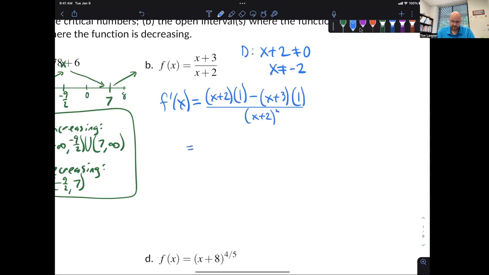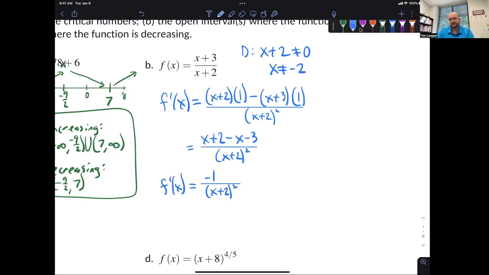Good. Now, if we simplify this, distribute the 1, distribute the 1, distribute the negative, that's going to give me x plus 2 minus x minus 3 all over (x + 2) squared. Awesome. Now, the two x's cancel, and 2 minus 3 is negative 1. So that's negative 1 over (x + 2) squared. There you go. That is the derivative.